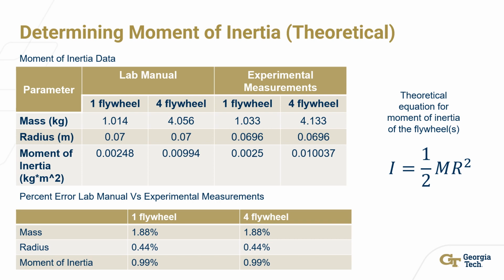These measurements will carry uncertainty values with the equipment used for measuring, as well as error associated with not accounting for the camshaft. Comparing the theoretical moment of inertia calculated from the lab manual versus the experimental measurement yields an acceptable percent error that is expected to be within the uncertainty of the measurement devices.